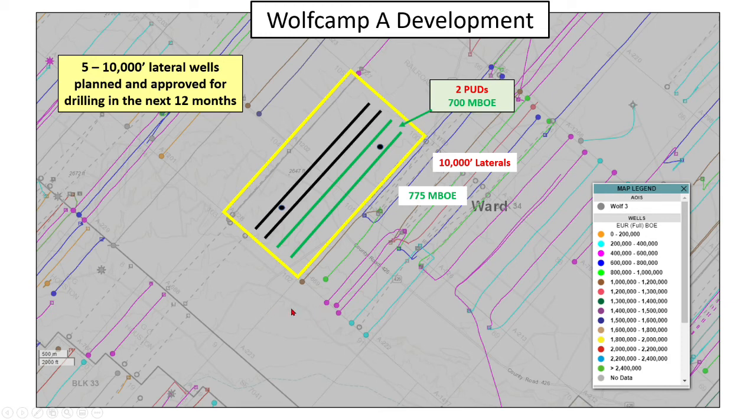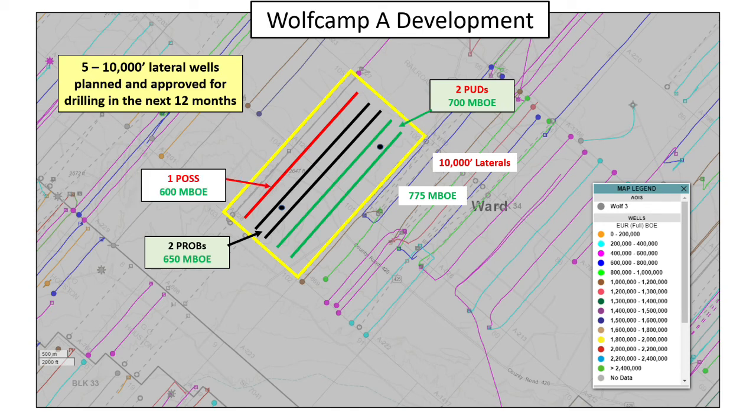The next 2 in black, we're going to book these as probable reserves of 650,000, a little lower, a little more conservative. And then the final well in red, we're going to book it as a possible location with 600,000 barrels reserves, because the wells to the north appear to be not quite as good. So that's how we would do it.